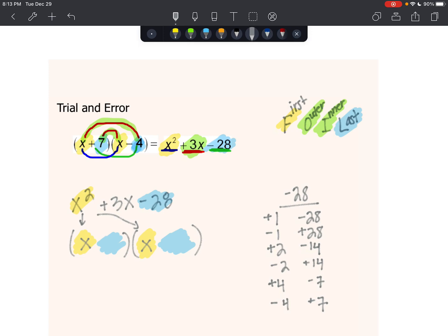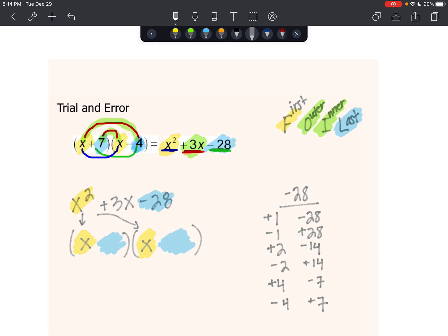Well, when I place these values in here, let's just say +1 and -28, now I need to check the outer and the inner, because it has to add to be +3x. Well, that's going to give me -28x on the outer, +1x on the inner. That does not combine to be 3x. That's -27x. So we say, okay, well, we need to look for a different combination.